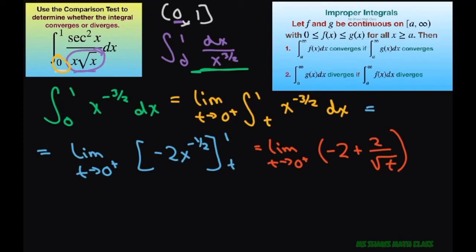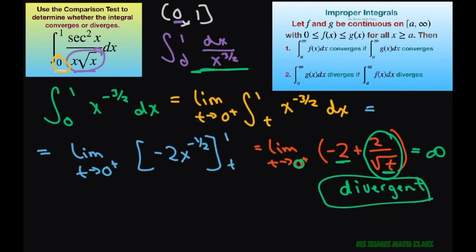All right, looking at this, when you put in a very small number for t, this number is going to get larger and larger. It doesn't matter what this number is. So this goes off to infinity, therefore it's divergent. Since it's divergent, we're in case number 2.